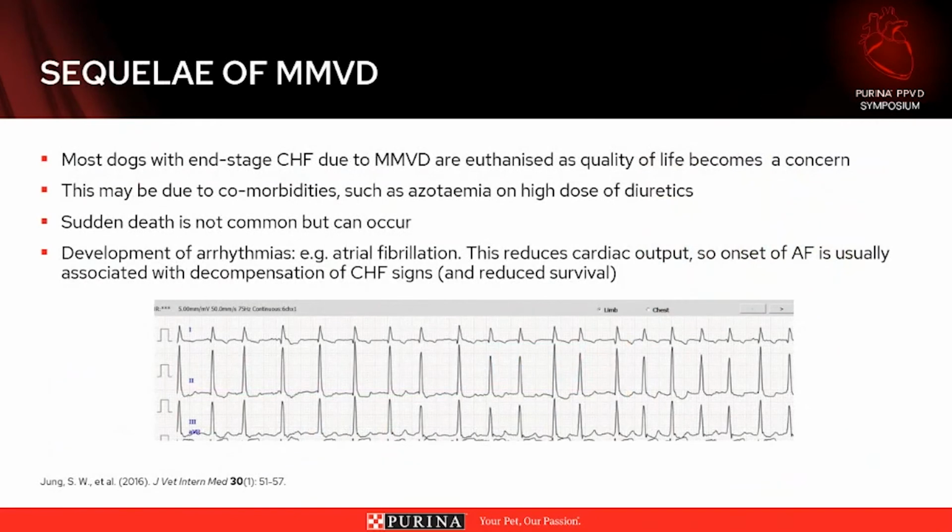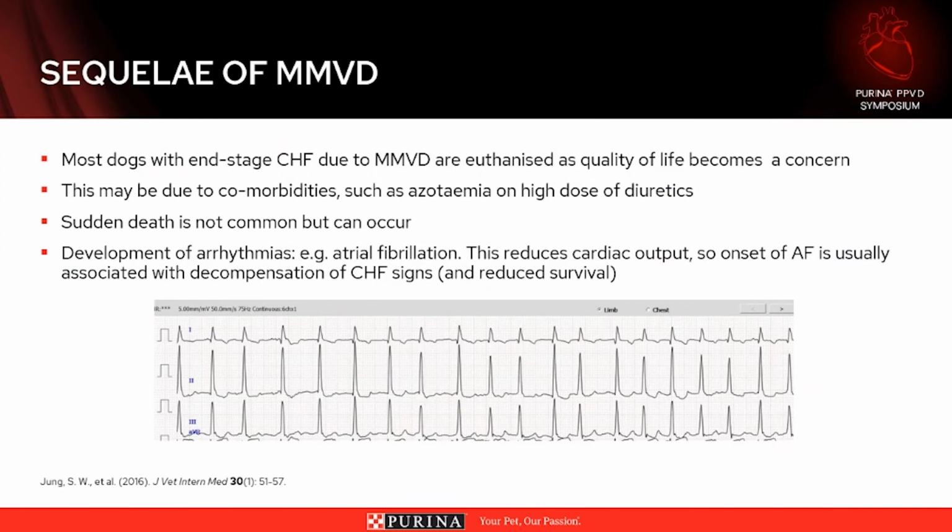Okay, so just to look at some sequelae of mitral valve disease. This is as the disease progresses, when you've gone beyond congestive heart failure. These are the kind of things that can happen to dogs. Most of our patients with end-stage congestive heart failure need to be euthanized. It's quite rare that they just die at home or have a sudden death. Quite often it's because they have significant comorbidities such as chronic kidney disease or azotemia on a high dose of diuretics.